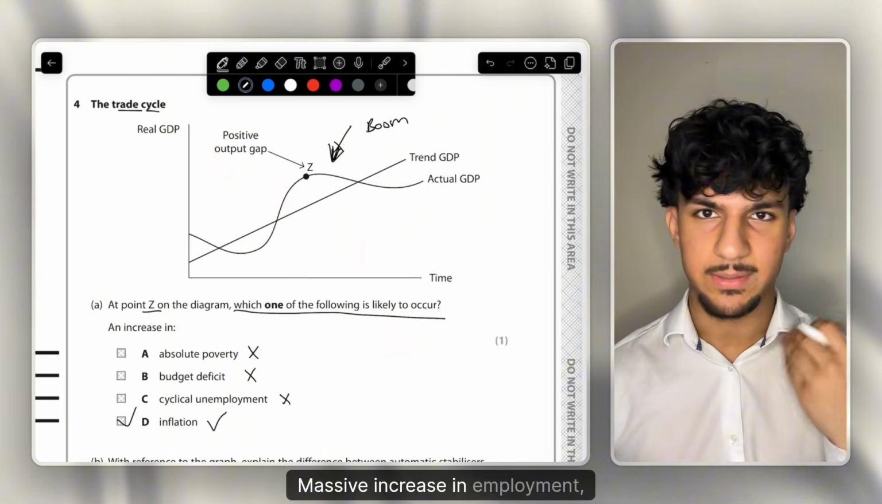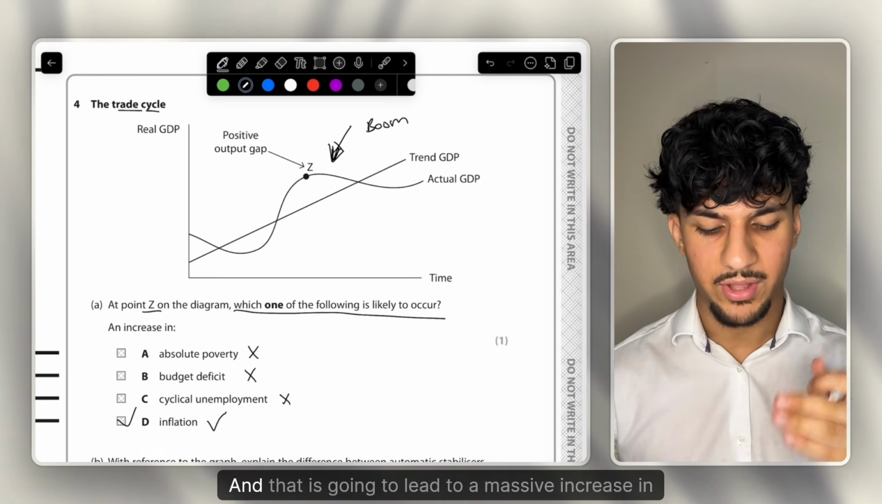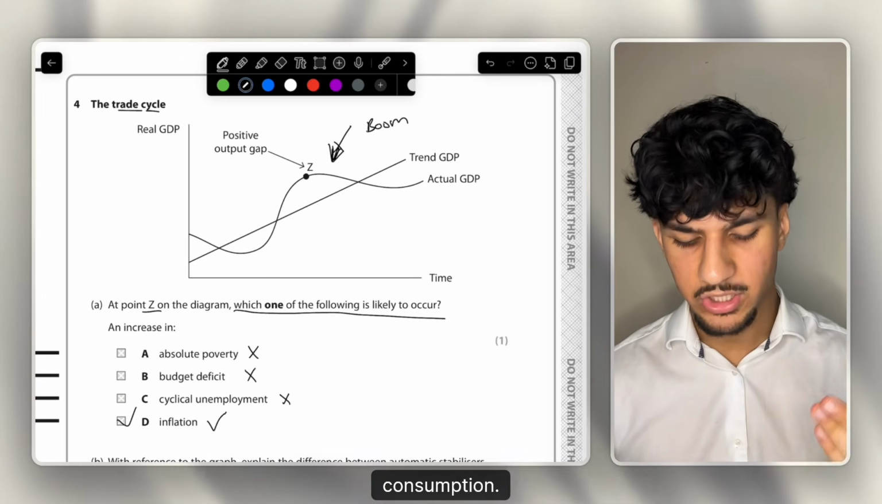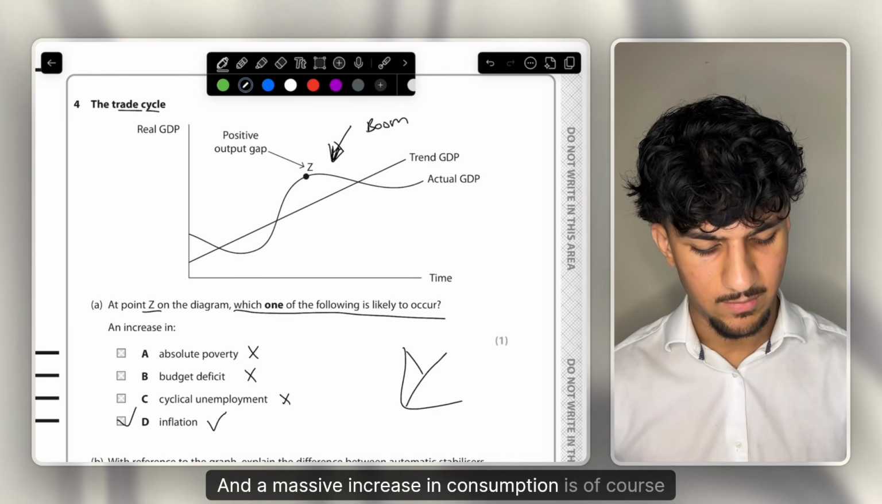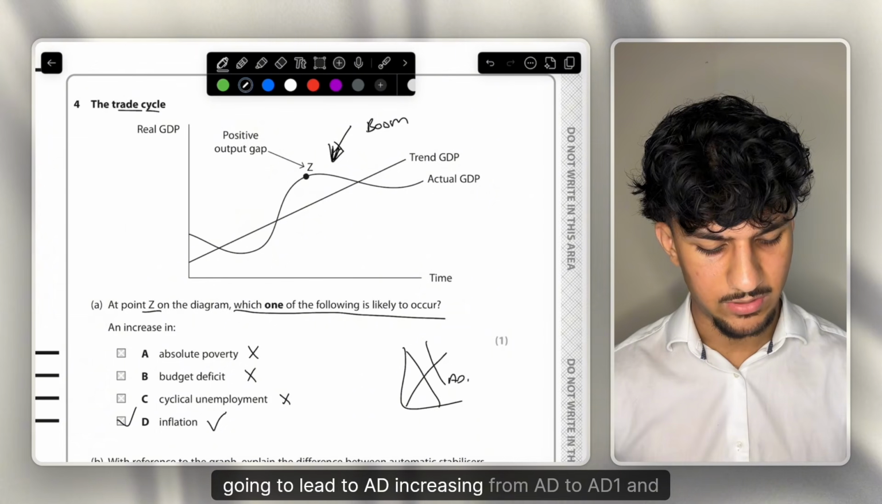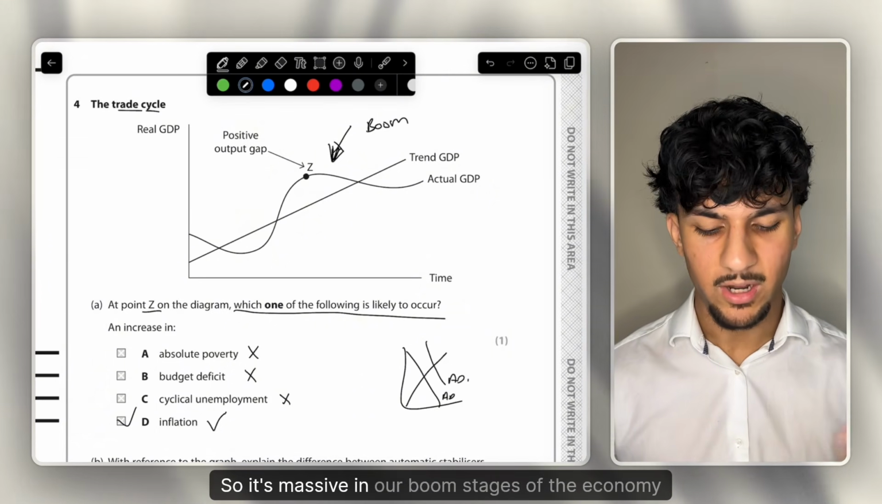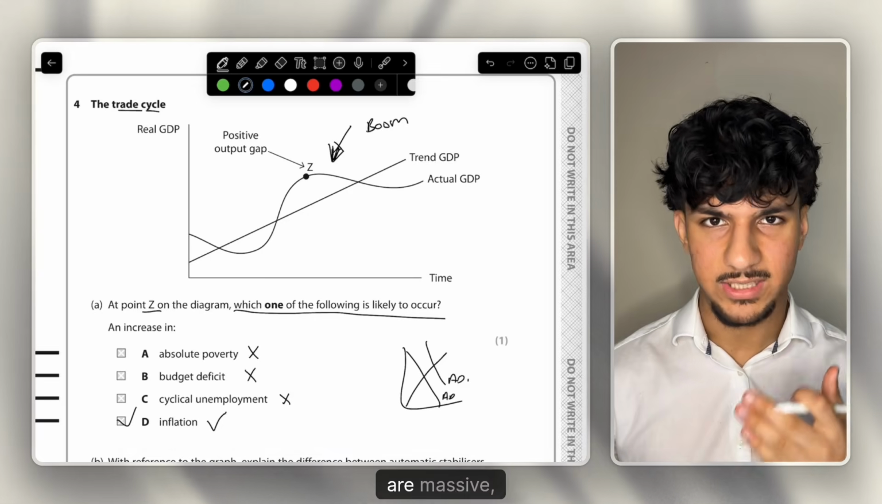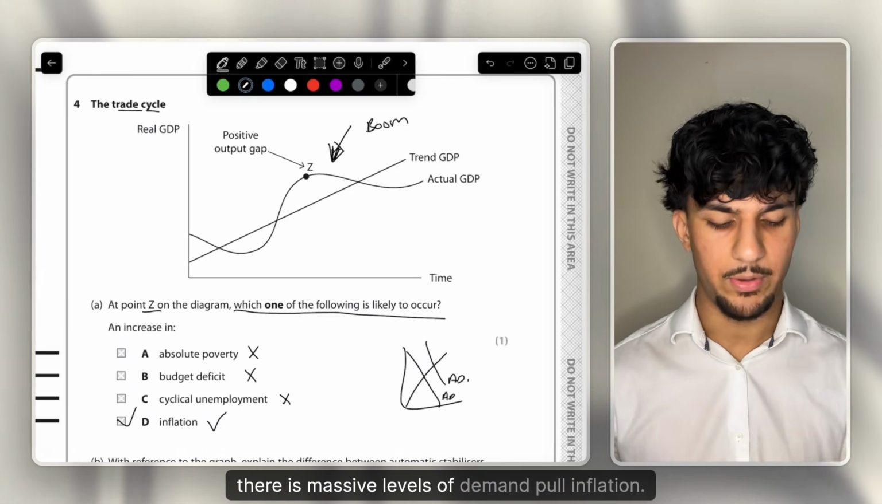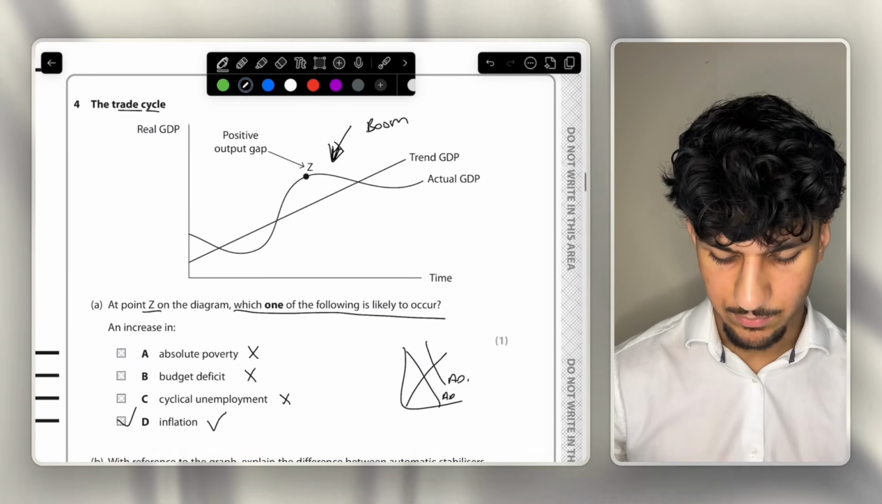Why? A massive increase in employment and real GDP is going to lead to a massive increase in consumption, and a massive increase in consumption is, of course, going to lead to AD increasing from AD to AD1, and we call it demand pull inflation. So in the boom stages of the economy, there are massive levels of demand pull inflation. So yeah, therefore A is correct.